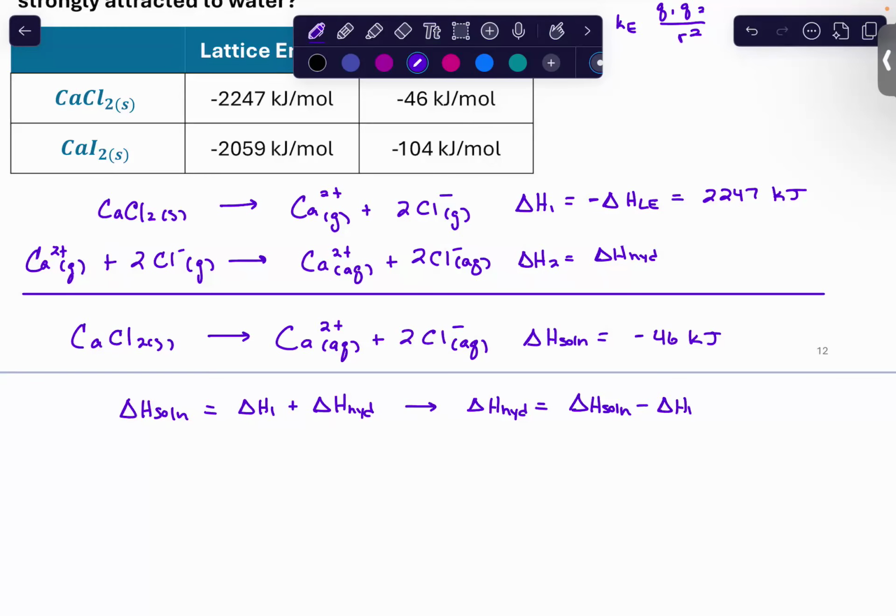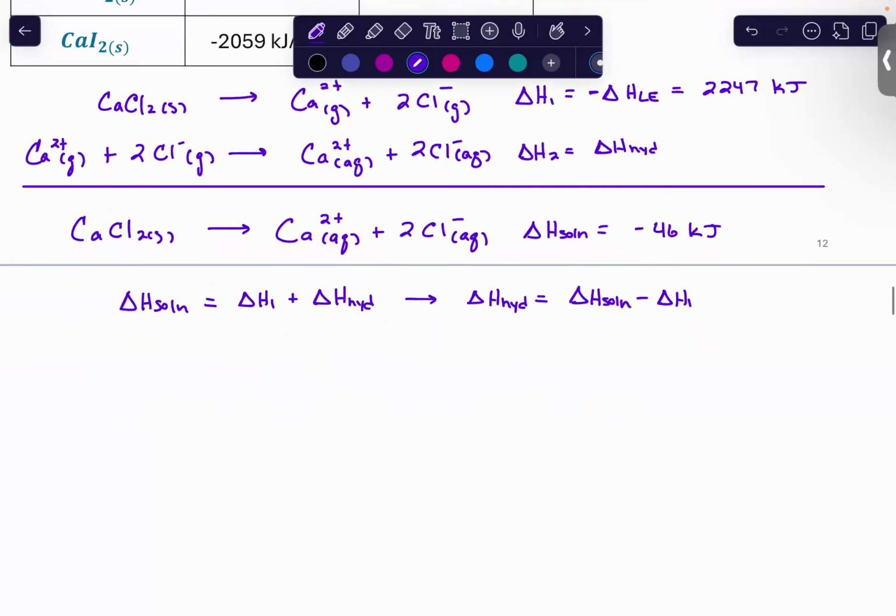So the enthalpy of hydration is the solution enthalpy minus the first enthalpy. And so that'll give us, well, the solution enthalpy is a negative 46 kilojoules minus 2247 kilojoules. Our enthalpy of hydration is going to be a negative 2293 kilojoules.